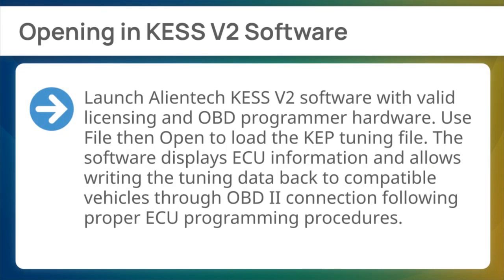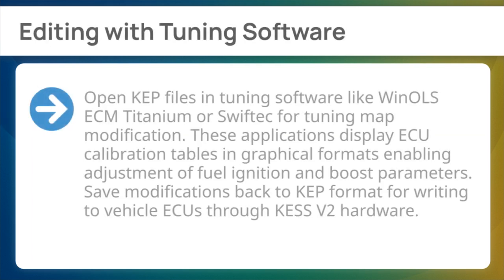Launch Alientech Kess V2 software with valid licensing and OBD programmer hardware. Use File then Open to load the KEP tuning file. The software displays ECU information and allows writing the tuning data back to compatible vehicles through OBD2 connection following proper ECU programming procedures. Next, editing with tuning software.